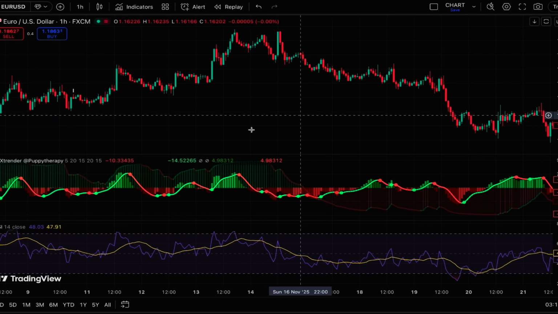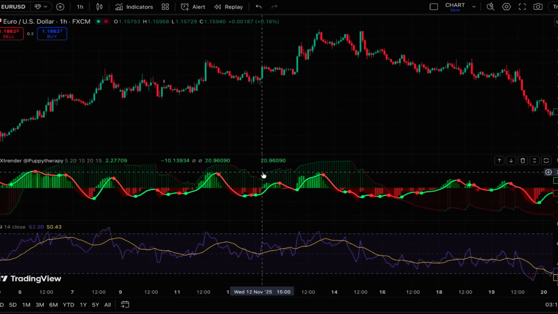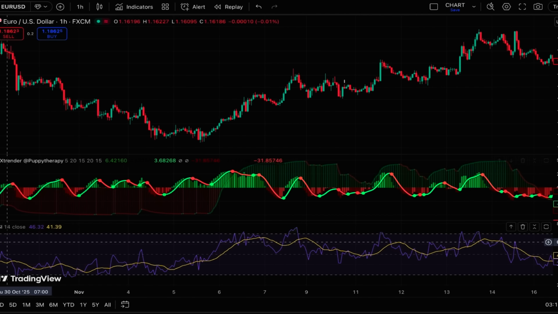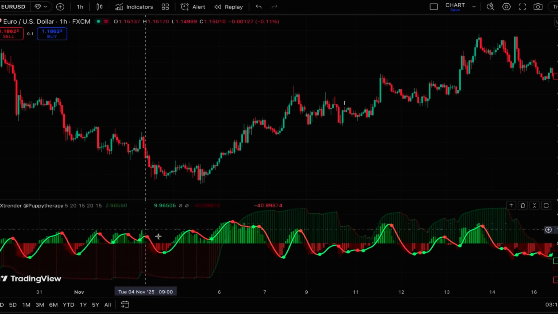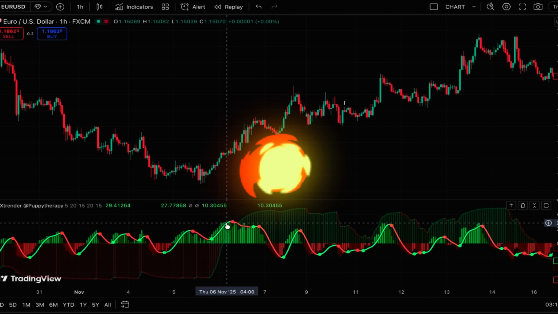So this is how you can use this indicator, I mean the trend line of this indicator, for identifying reversals. Let me close RSI and teach you how you can use the buy-sell signals of this indicator for finding accurate trading opportunities in the market.